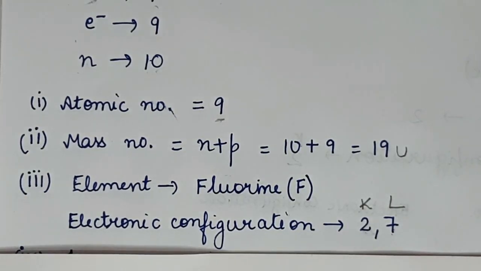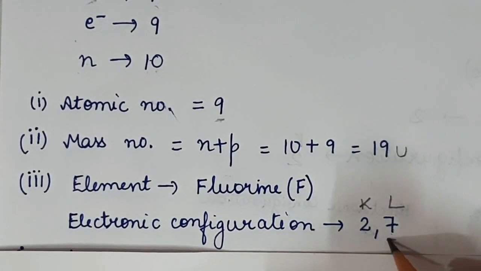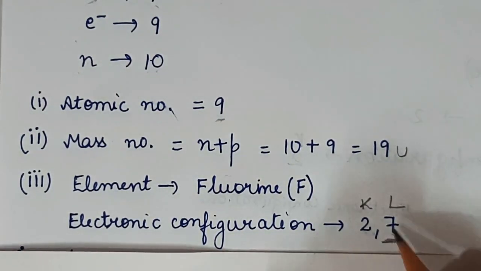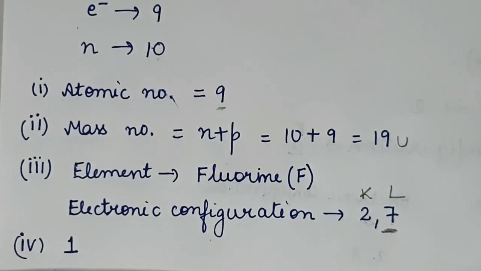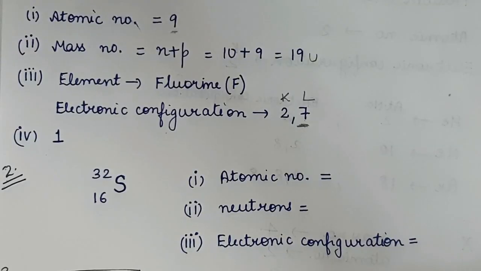And the next part is, predict the valency. So what will be the valency? The outermost shell will gain 1 electron to become stable, to acquire stable configuration. So the valency is 1. So this was question number 1. Coming to question number 2.